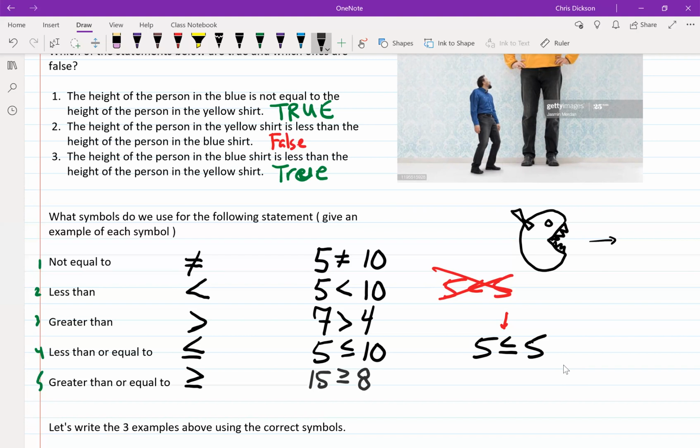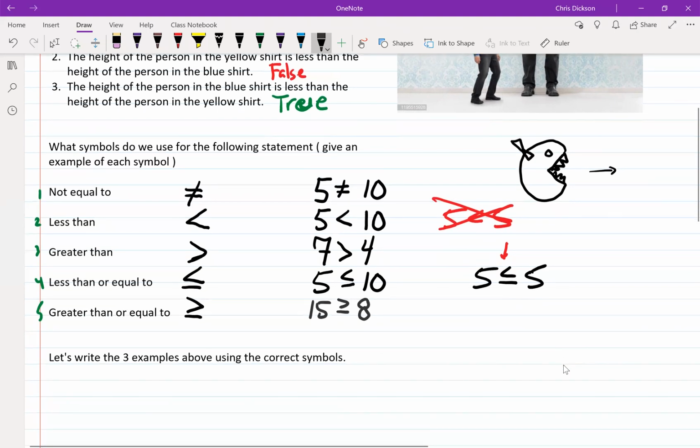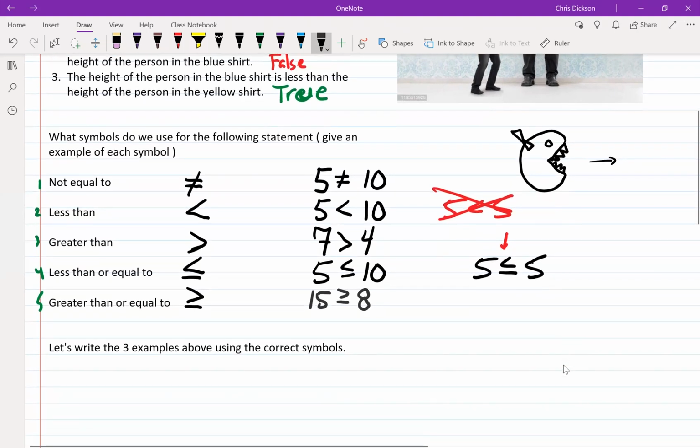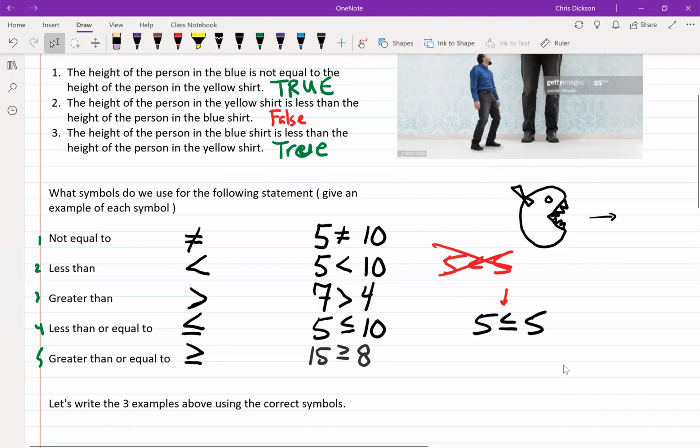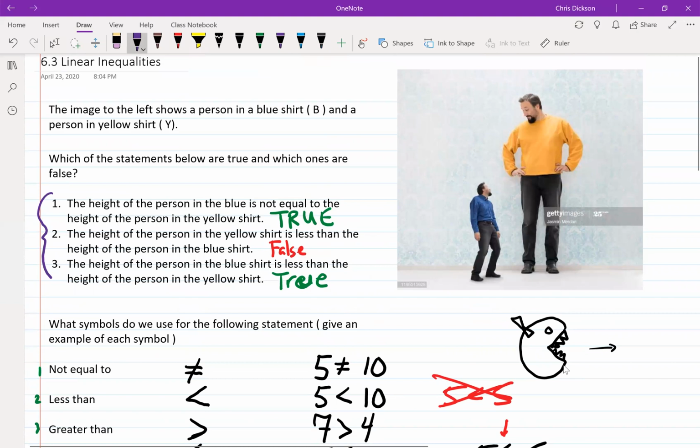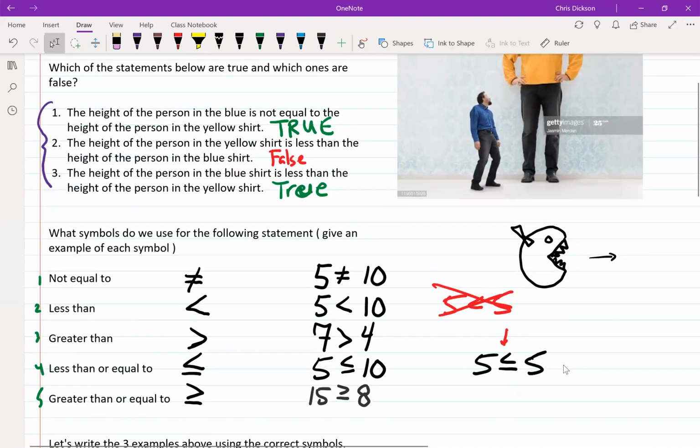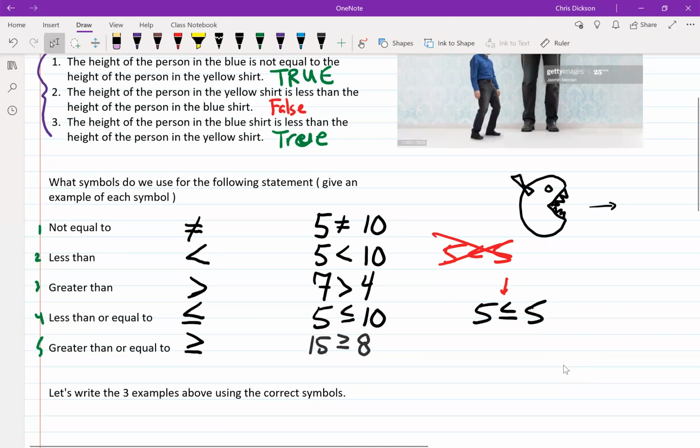Okay, so let's write 3 examples. So using the 3 examples above, let's see if we can write statements. So I'm going to use these word examples here and translate them into mathematical inequality statements, but using maybe the letters B and Y. So I'm not writing all the words out here. Okay, so the first statement said the height of the person in the blue shirt is not equal to the height of the person in the yellow shirt.